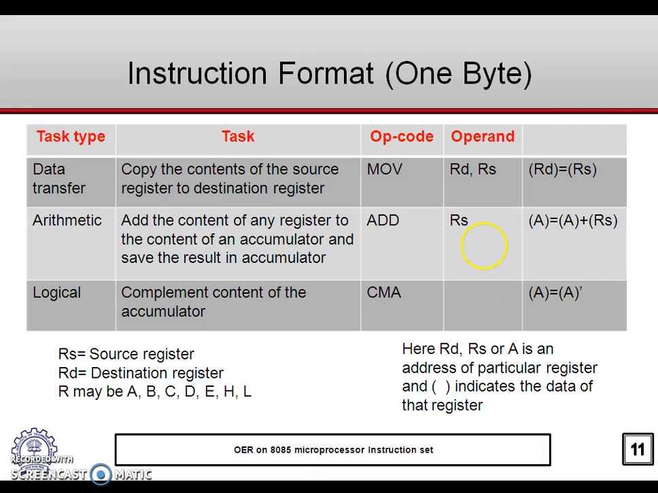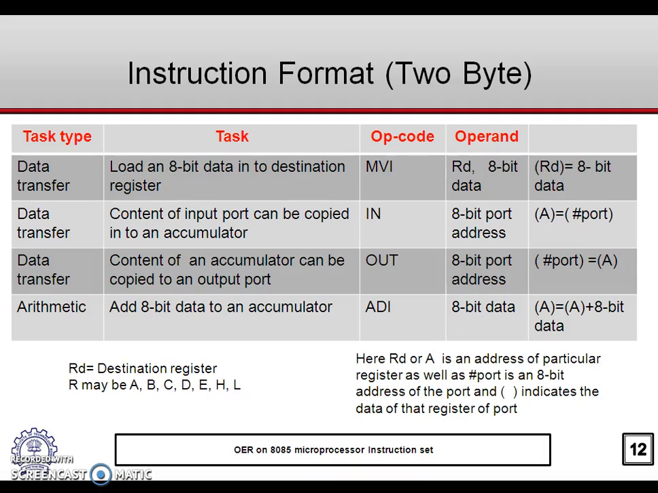Instruction format, 1 byte. So here you can see that data transfer instruction has opcode and operand. Arithmetic instructions have opcode and operand. Logical instructions have opcode and no operand is shown. It is a 1 byte instruction. Meaning of RD and RS is shown. Meaning of R is shown, and this may be learned later on in different types of instructions.